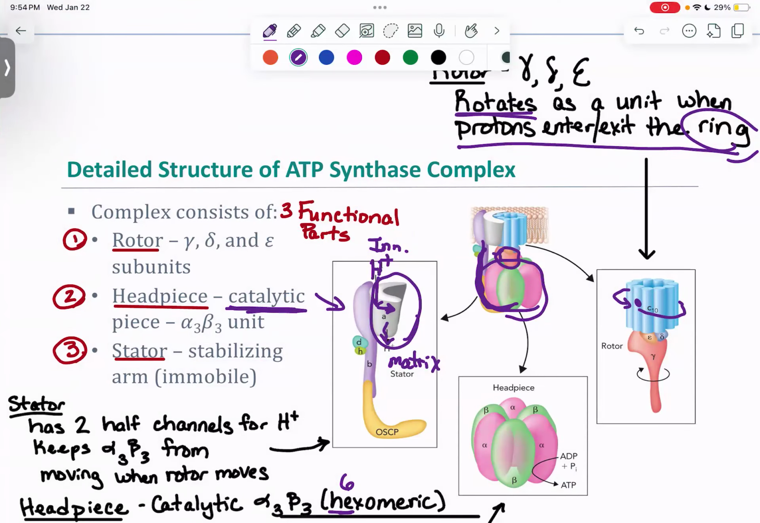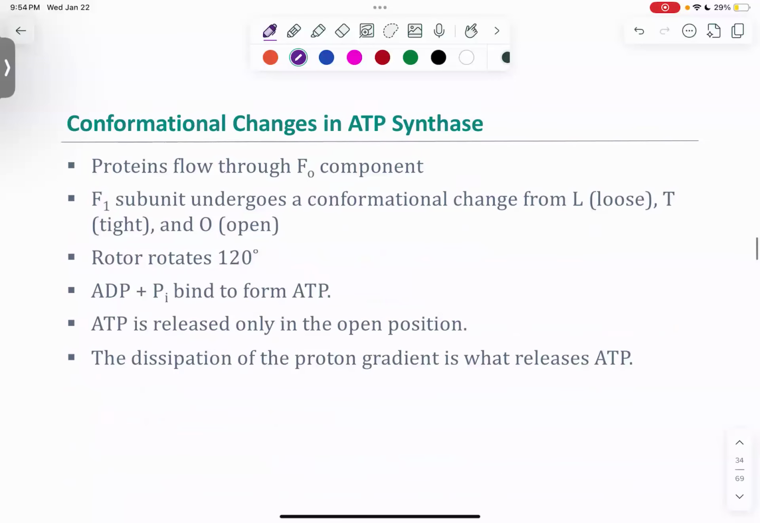This is kind of what we're talking about right there. Okay, so the protons are going to flow through the F naught component. The F1 subunit, so that's the part that's actually inside the mitochondrial matrix, is going to undergo a conformational change. And it starts with that rotor moving, and the rotor bumps along and hits those alpha and beta subunits and induces conformational changes. So there are 3 different conformations that F1 subunit can be in. That is loose, tight, and open.